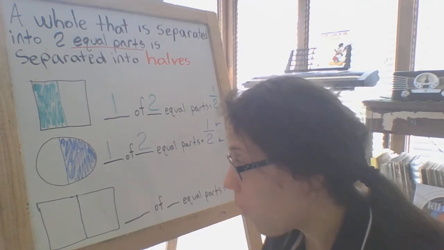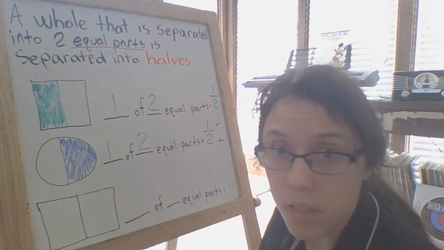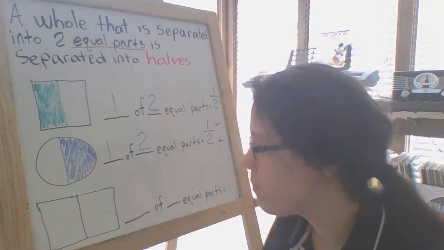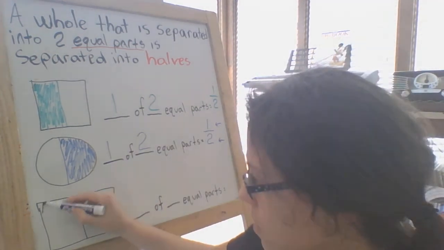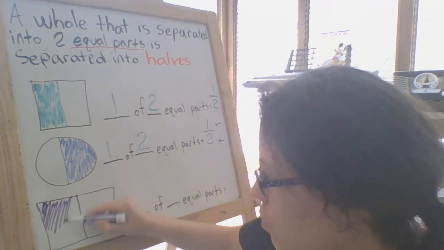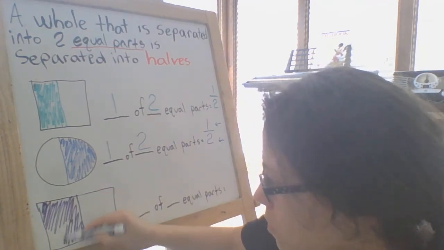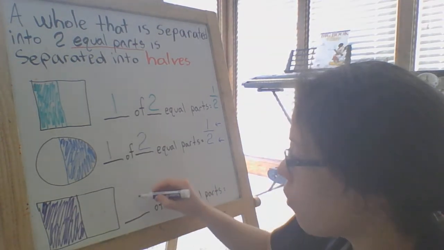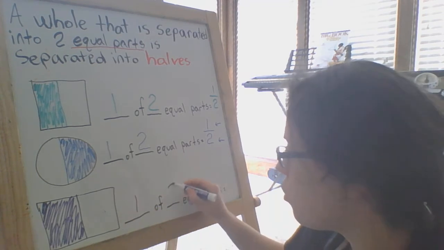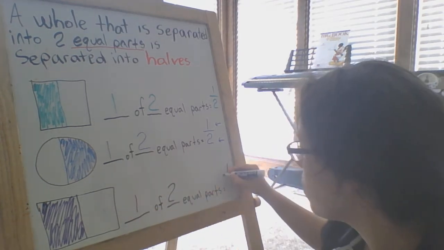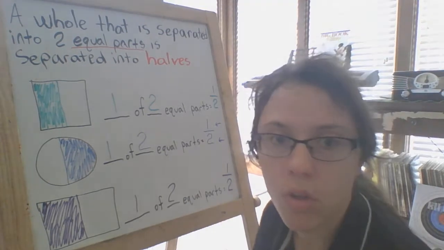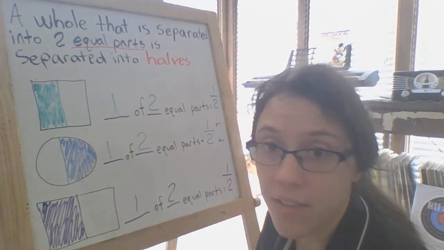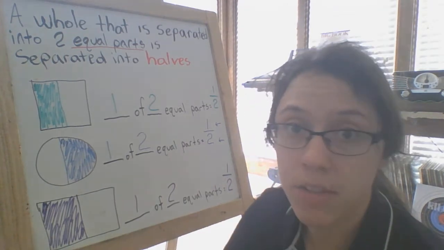I've got my whole now separated into 2 equal parts, but the directions said they want to see 1/2. Well, pick one of those halves, shade it nice and neater than Mrs. Kronheiser, of course. Okay, look at that. Now you have one of 2 equal parts. You have 1/2. Now, I'm going to give a couple more examples. Let me just erase the board once more.